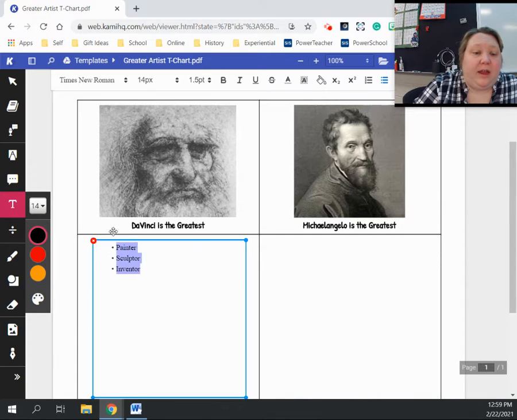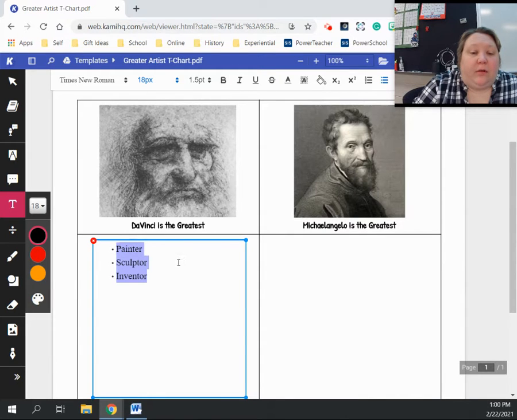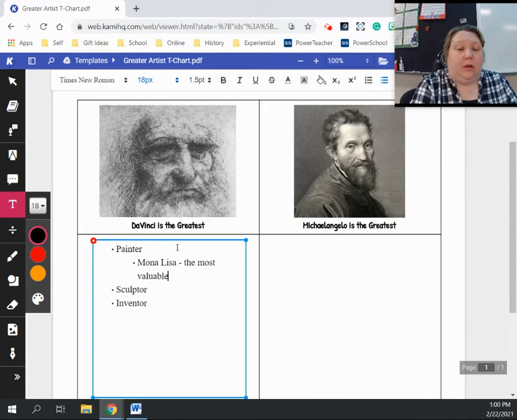Okay, and then within each one of these sections, I'm going to make this a little bit bigger so you can see it. Within each one of these sections, I'm actually going to write what I know about them. So as a painter, we know that he painted the Mona Lisa, which is the most valuable. Okay. We know that he painted the Last Supper, which still resides in the Vatican.